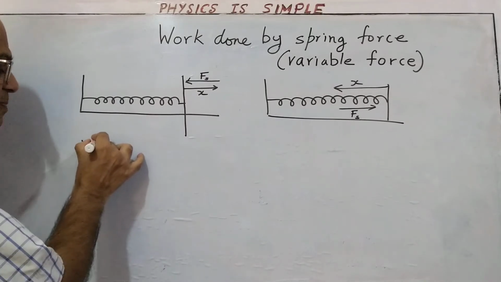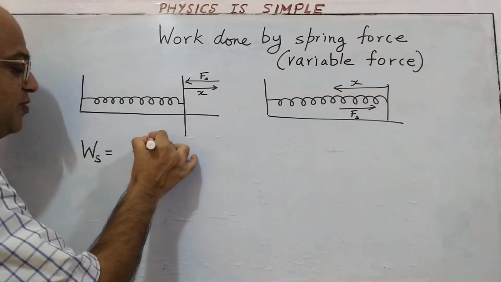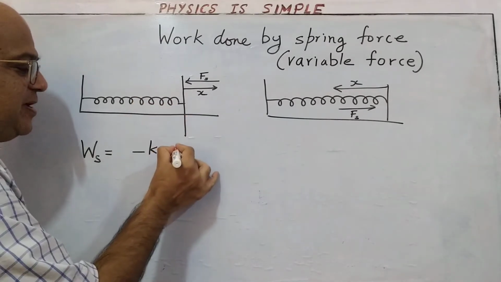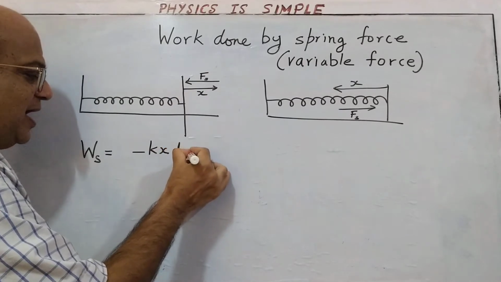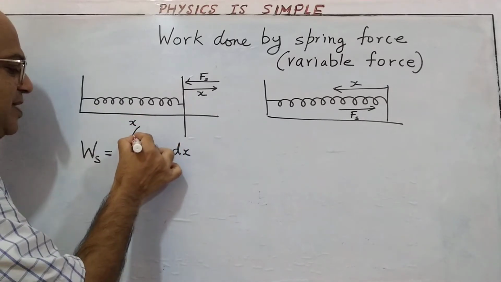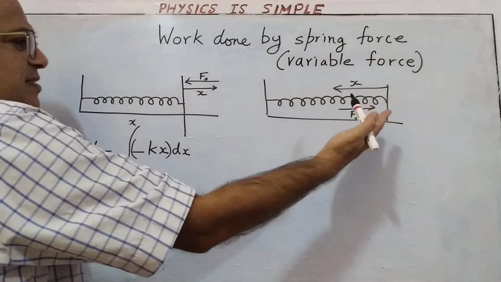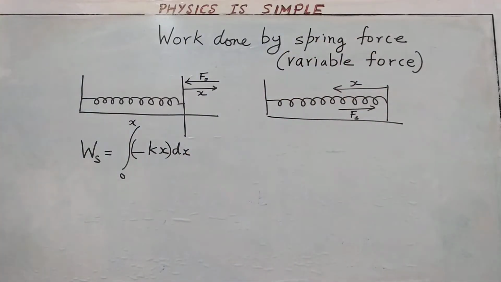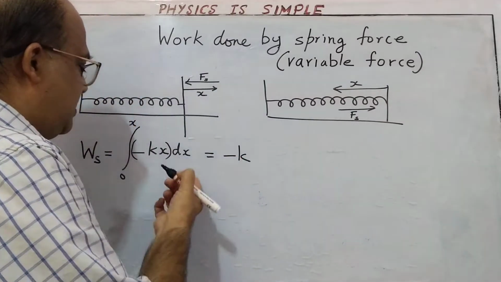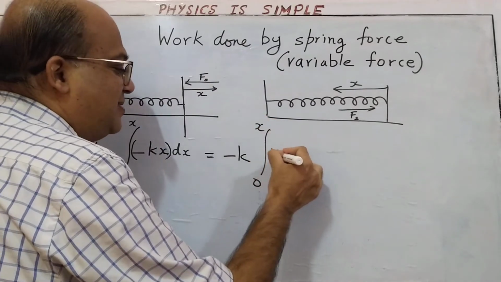So therefore, the work done by spring force will be equal to the spring force, which is minus kx, into a small displacement we consider dx. And then we integrate this thing from 0 to x. So this will give us the work done by the spring force in both the cases, because in both the cases the spring force is minus kx. Now minus and k are constants, they go out of the integration. We are left with the integral from 0 to x of x dx.